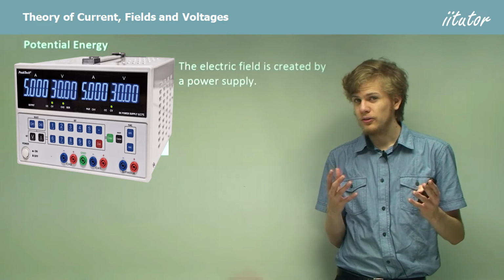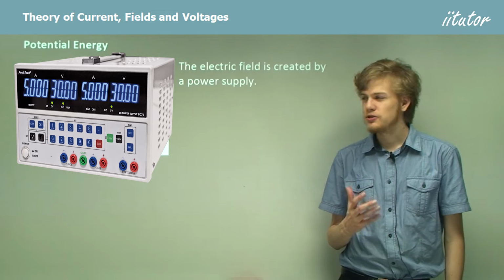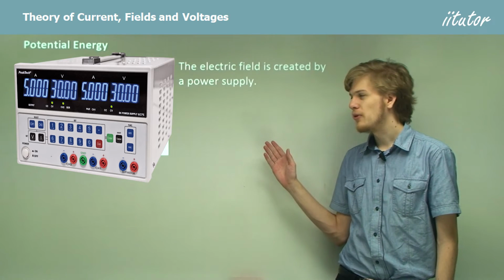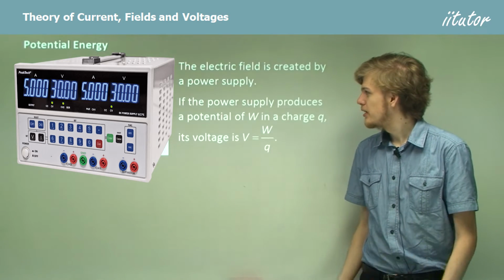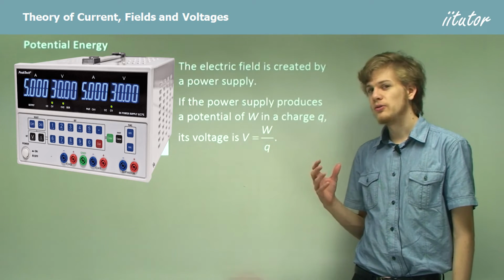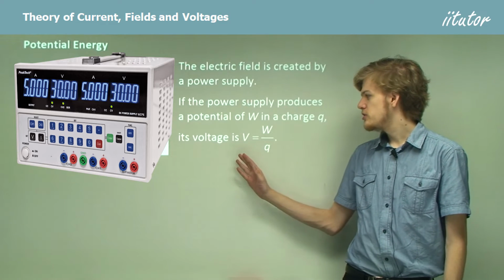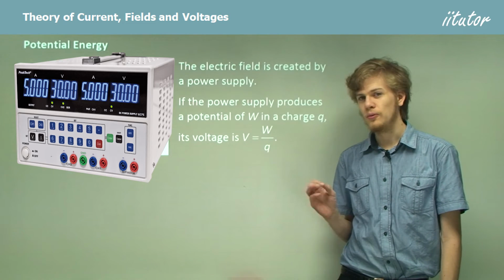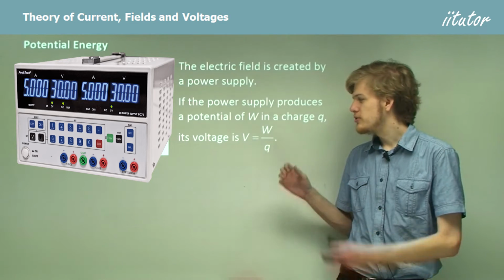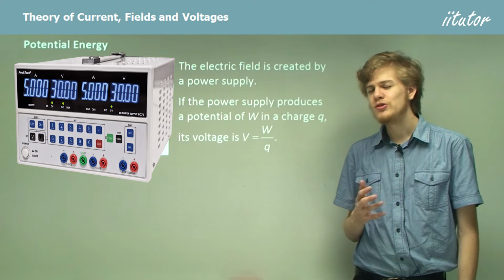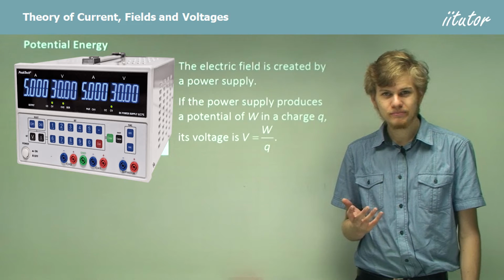Now, the electric field that we use to move the electrons is created by a power supply. A power supply in the lab might look something like this photograph. If the power supply produces a potential of W in a charge Q, its voltage is V equals W over Q. Sometimes we use E for energy, but this time we're going to use W for energy. Otherwise, we might get it confused with electric field.